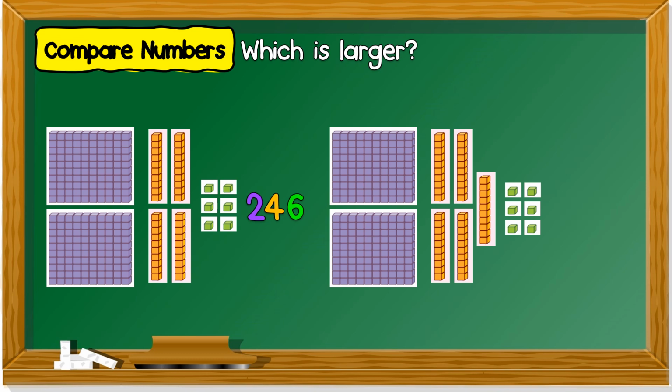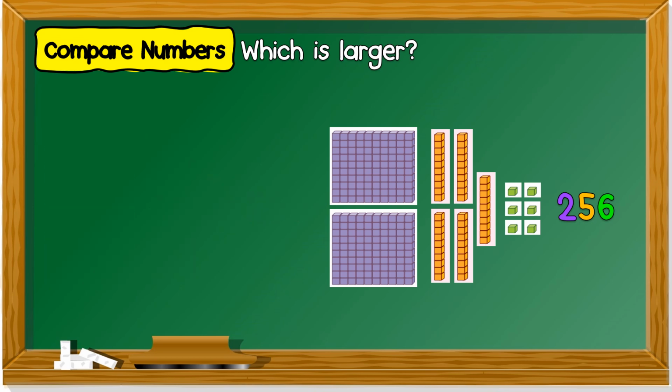Which one is larger? We look at numbers of hundreds. Left and right both are 2. We look at the tens. On the left is 4. On the right is 5. So, which is larger? 4 or 5? Nombor mana lebih besar? 4 atau 5? Yes, it's 5. So, the numbers on the right is larger.